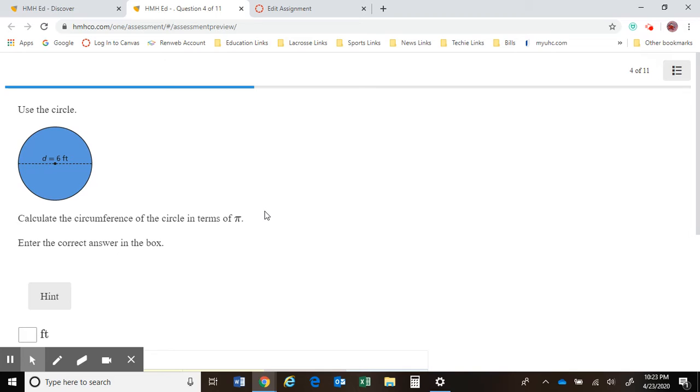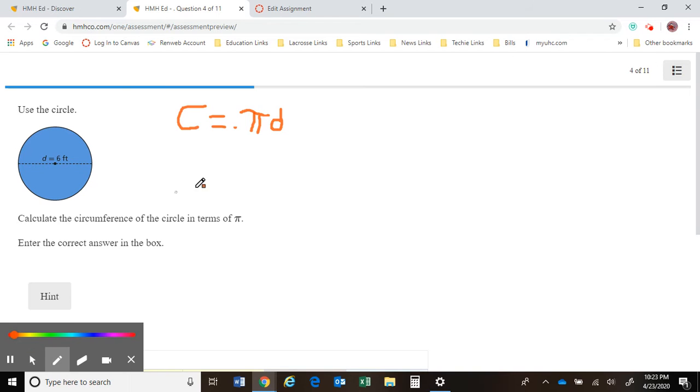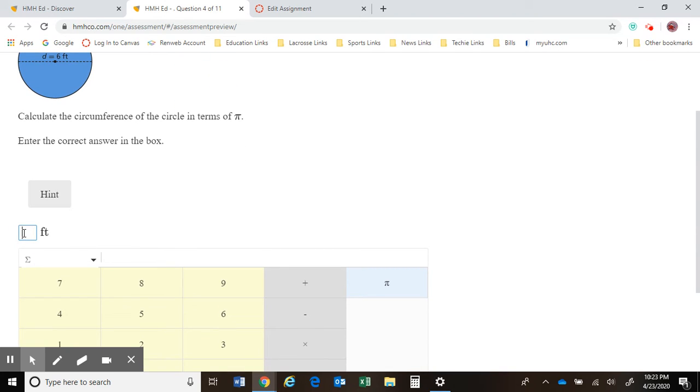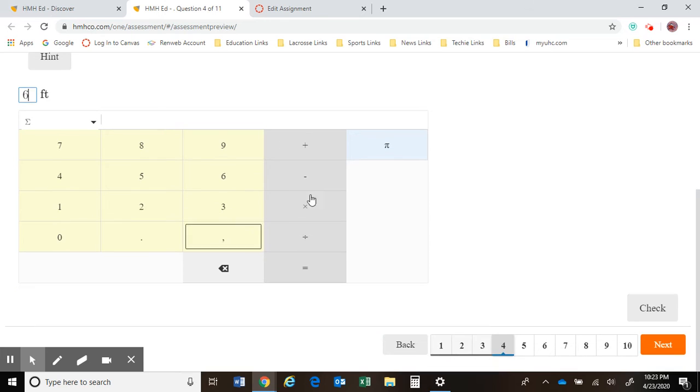Now let's get into this. I want to calculate the circumference of this circle and leave my answer in terms of pi. Circumference always equals pi times diameter. I have the diameter, so I'm just multiplying it times pi. Normally I would go 6 times 3.14, but in this case I'm just going to leave pi in my answer. So my answer is 6 pi.